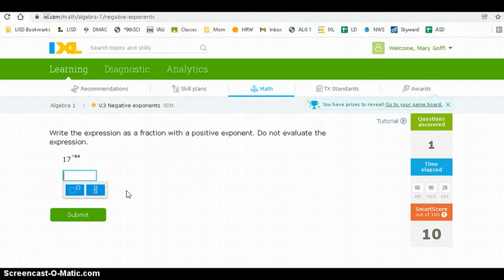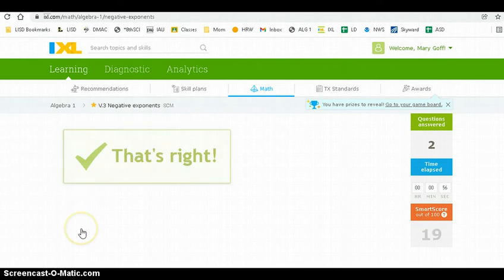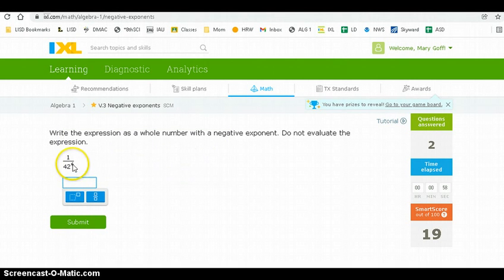Write the expression as a fraction with a positive exponent. Okay, so this is going to be 1 over 17 to the 84th power. Okay, remember, because something to the negative power is really just 1 over that to the positive power. Submit.